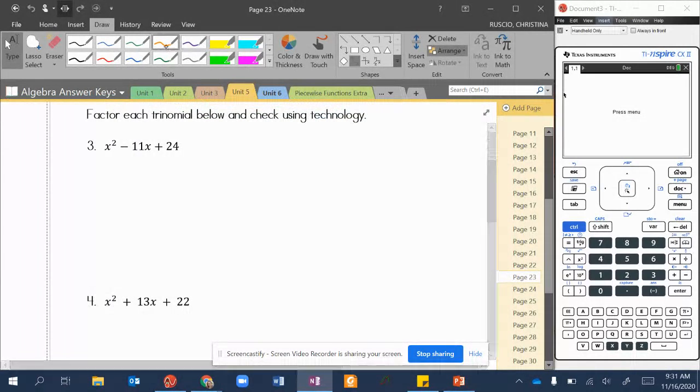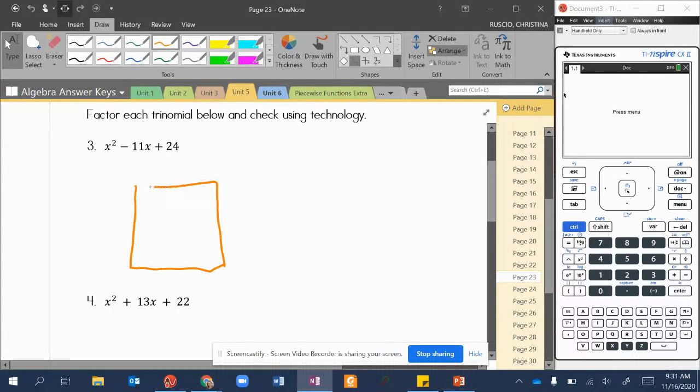All right, we got to factor. So the first thing, you got it, set up that box. Okay, and then we're going to fill it in. X squared minus 11x, and then plus 24, positive 24. All right, so we got to find two terms that multiply to x squared. If you said x times x, you are right.